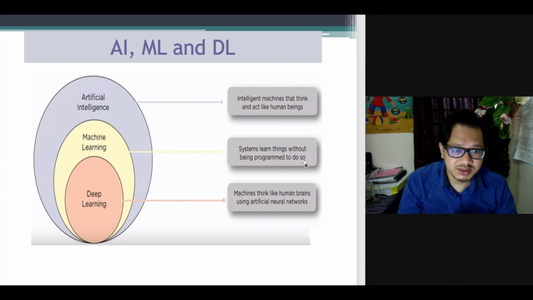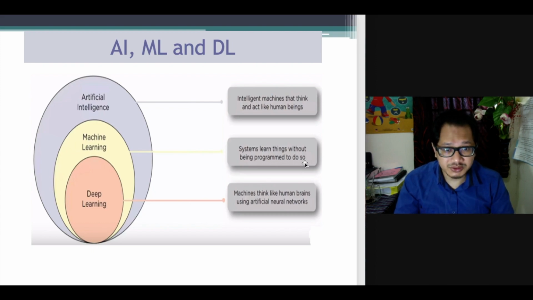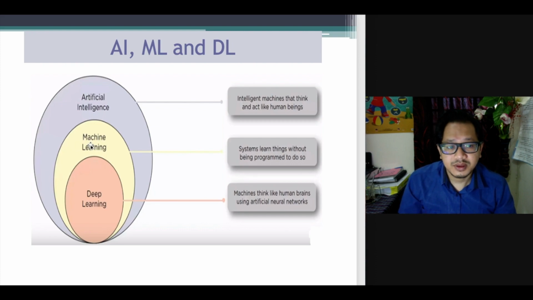Actually, kalau dalam expert system kita program, human ada program masukkan. Dalam machine learning, sistem tu yang akan learn sendiri. Dia akan learn, dia akan train. From that training dia akan learn something. And then dalam machine learning, kita ada deep learning. That means the machine thinks like the human brain using artificial neural network.